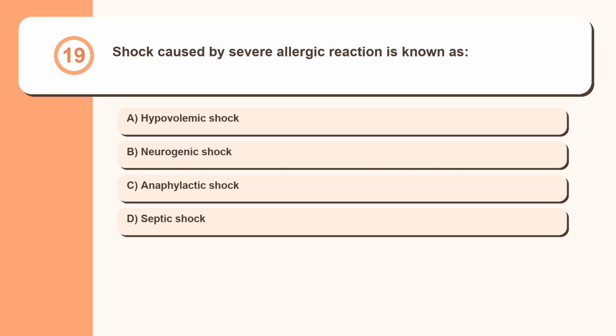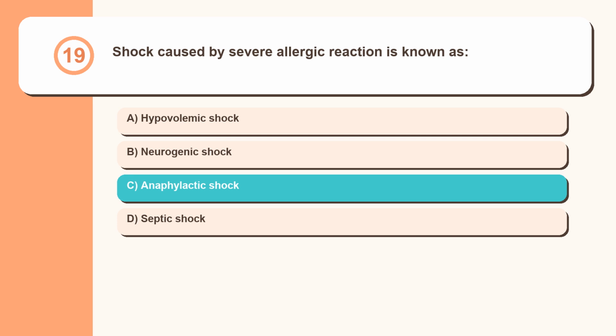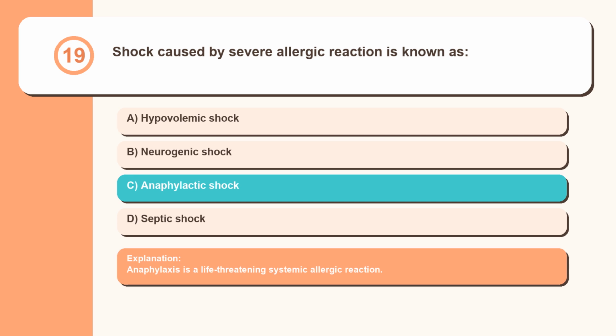Question 19. Shock caused by severe allergic reaction is known as hypovolemic shock, neurogenic shock, anaphylactic shock, septic shock. Anaphylaxis is a life-threatening systemic allergic reaction.